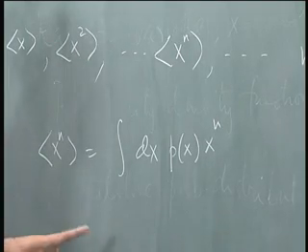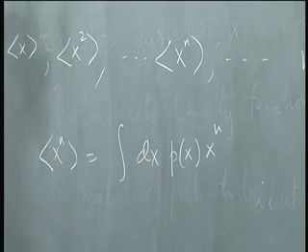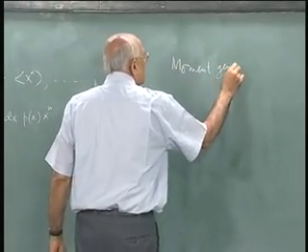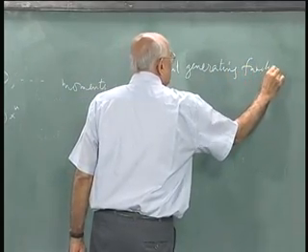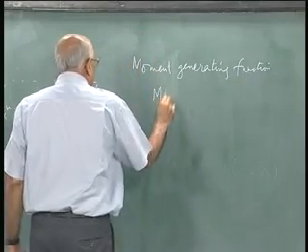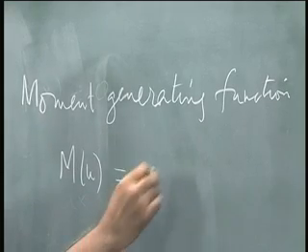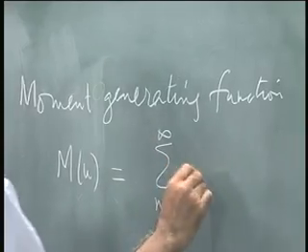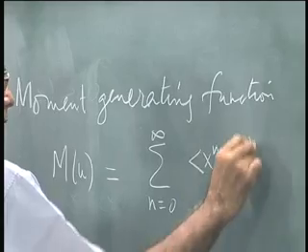Now it is useful to consider not individual moments, but what is called a moment generating function. So let us define a moment generating function, and let me call it M of u. There are lots of notations used. This is equal to a power series, n equal to 0 to infinity, whose coefficients are just these quantities.